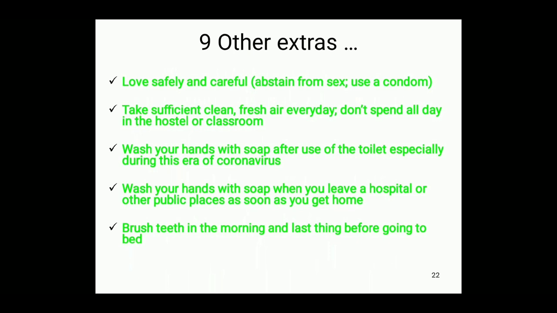We also want you to wash your hand with soap when you leave the hospital or other public places as soon as you get home. It's a good practice both for coronavirus prevention and even prevention of other diseases. Learn the habit of hand washing. Once you get to your house, do that frequently as much as possible. Brush your teeth in the morning and the last thing before going to bed. So these are part of the 9 extra things that I am recommending for you.